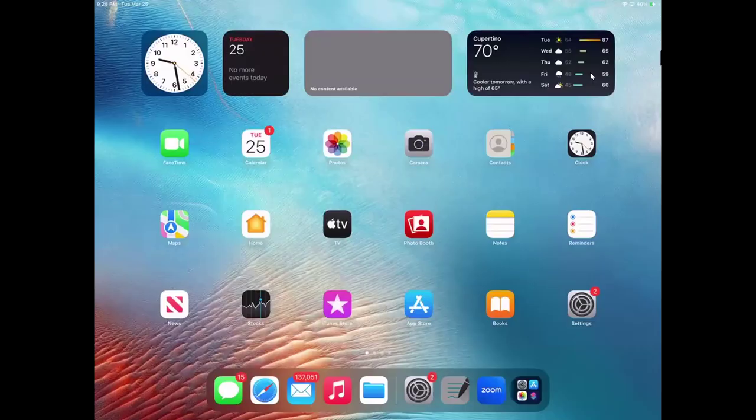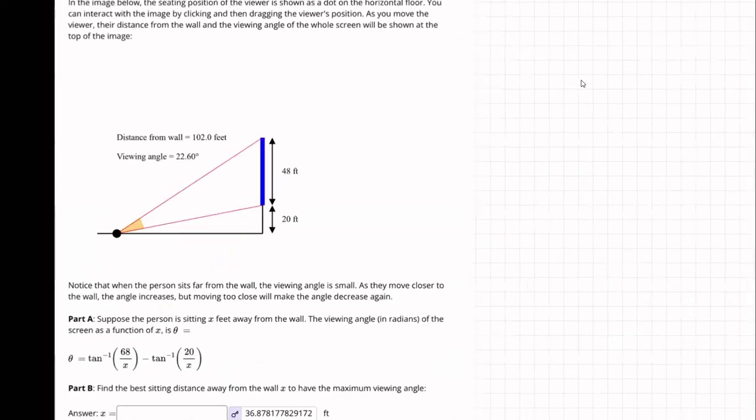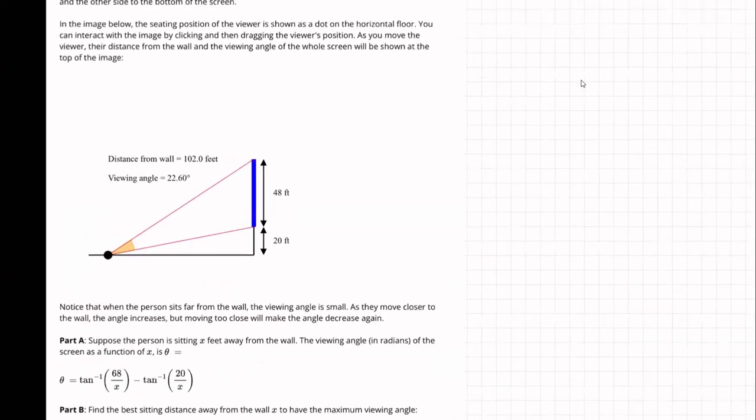We want to know where's the best place to sit to get the maximum view. If you read through this problem, it says here's your x down here. x is the distance you're seated away from the wall. Most movie theaters actually go up, the seating isn't flat. That would make the problem harder with the angles, so the person who wrote the problem didn't want to go there.